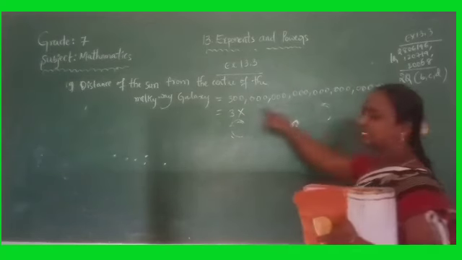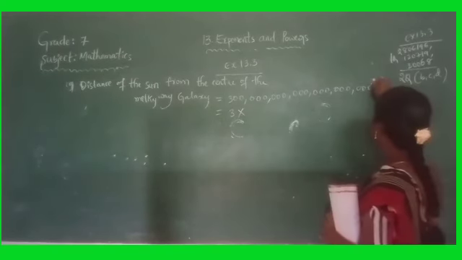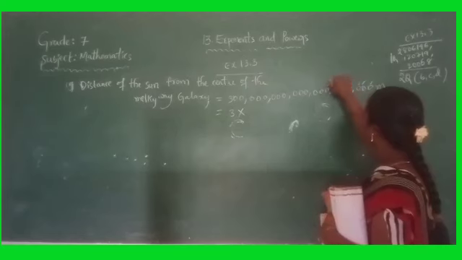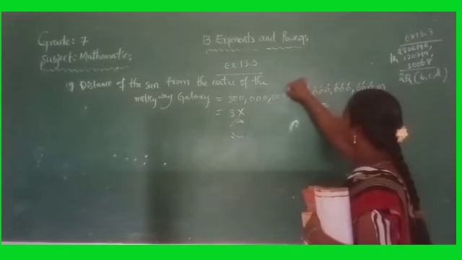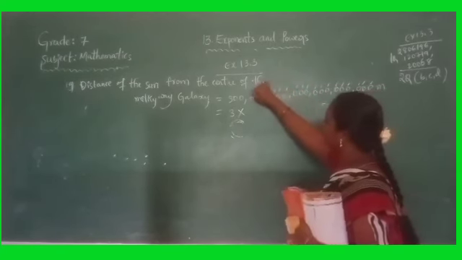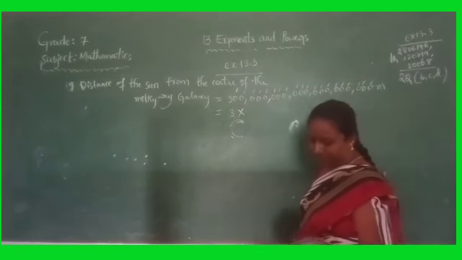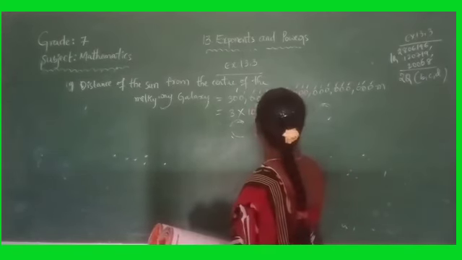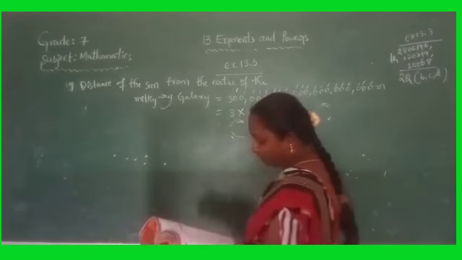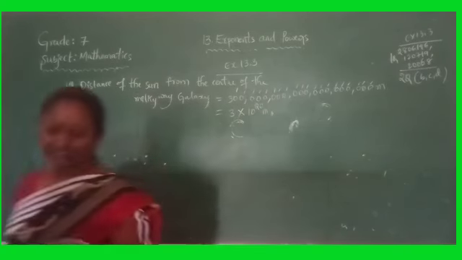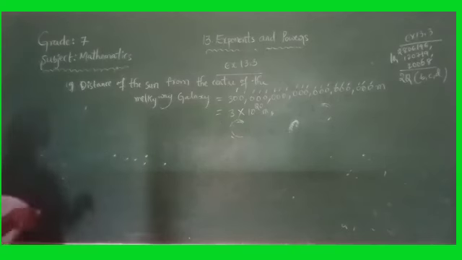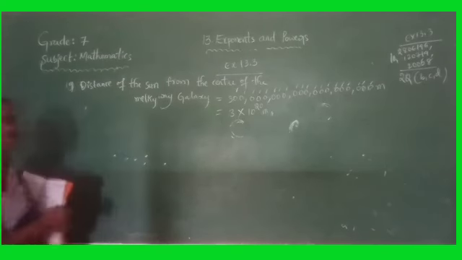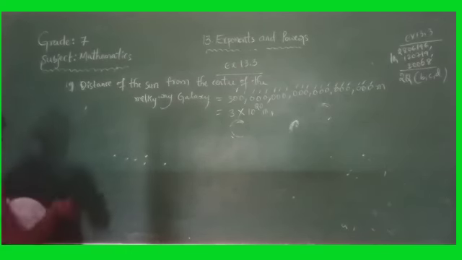So how many digits? Count that. 1, 2, 3, 4, 5, 6, 7, 8, 9, 10, 11, 12, 13, 14, 15, 16, 17, 18, 19, 20. So is it? Yes. 3 into 10 to the power of 20 meters. That is the standard form of the distance of the sun from the center of the Milky Way galaxy. And see H1.